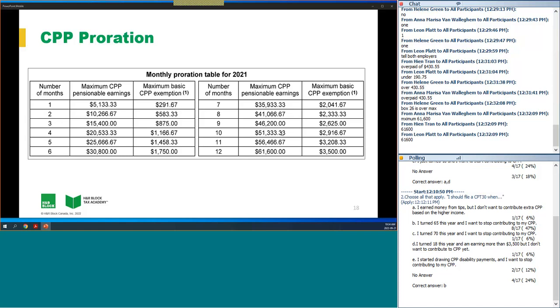The important thing to know is for this, if you want to, you can also calculate it yourself. So you can take any of these numbers, divide by 12, and multiply by the number of months, and you'll get the same answer. So if you want to use the chart, you have a chart. If you don't want to use the chart, you can just use math. The important thing is to know how many months are we counting. So does anyone know how that works, CPP proration and counting?